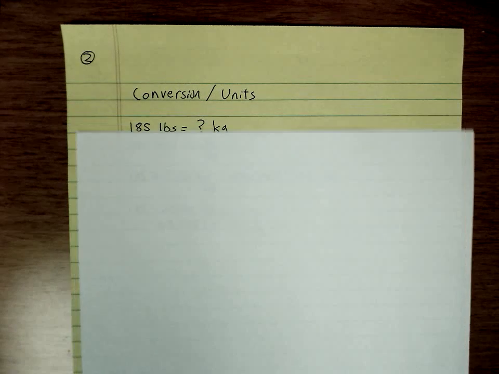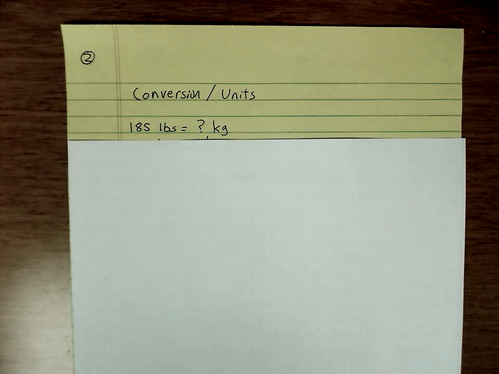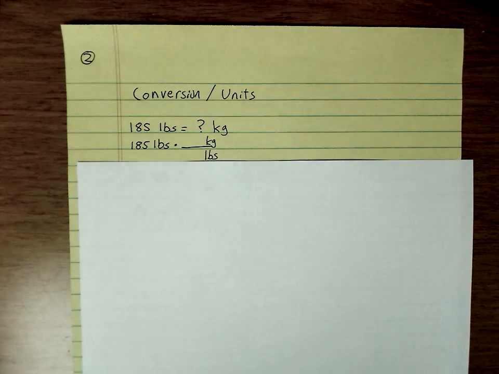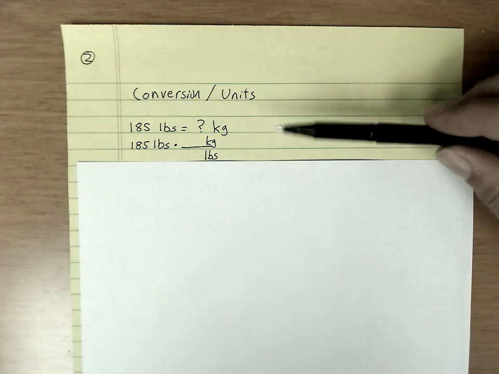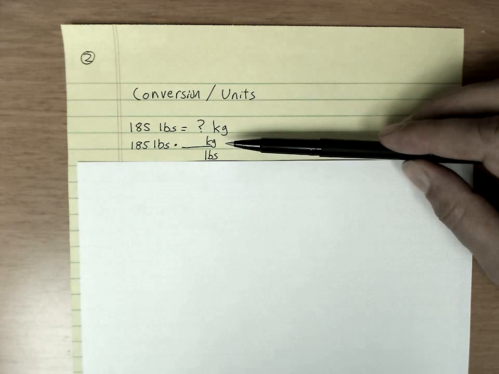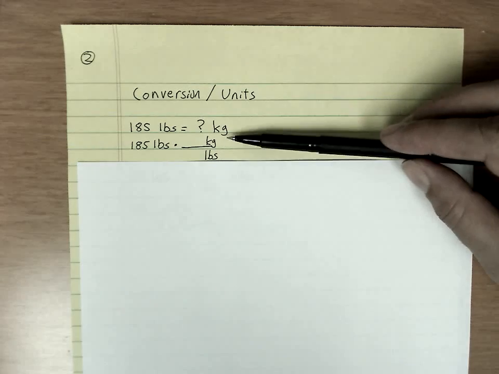First simple problem, 85 pounds equals how many kilograms? Okay, we need pounds to go away, so I'm going to put pounds on the bottom of a fraction so that I can cancel with pounds on top. And we want kilograms to show up, both measurements of mass, so we can put them here.